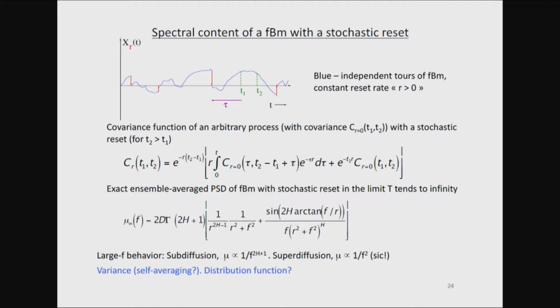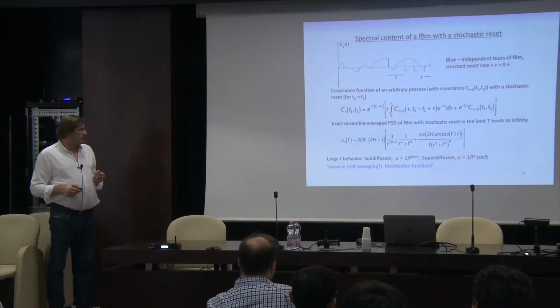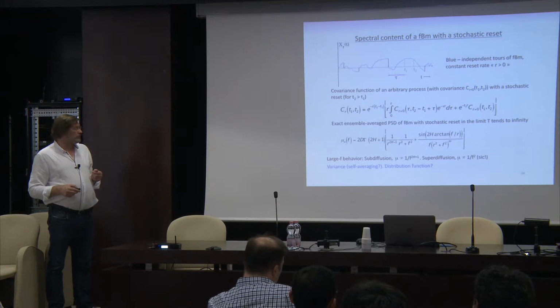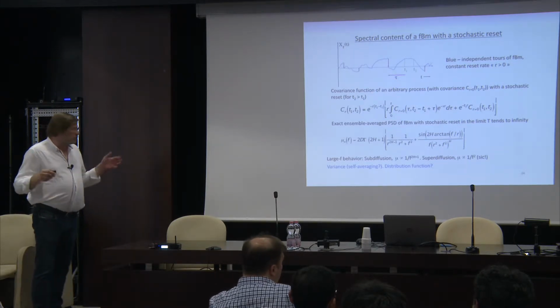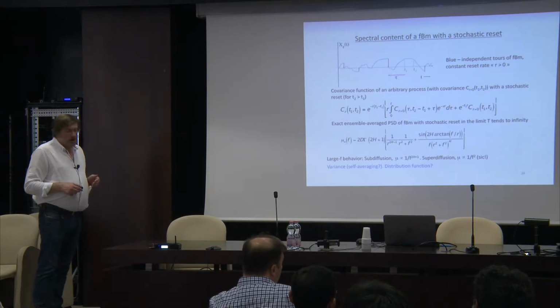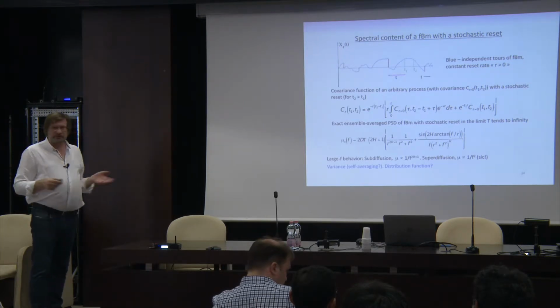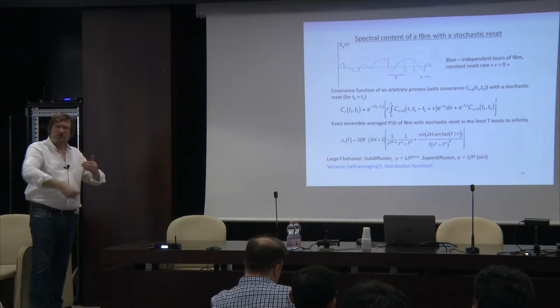And now the question comes, if we can do all these things that we did for fractional Brownian motion without reset here, and calculate the whole distribution function. Basically, we may also expect self-averaging of the variance, because you generate copies. Of course they are correlated, but you generate more and more copies with time, and maybe they decouple.